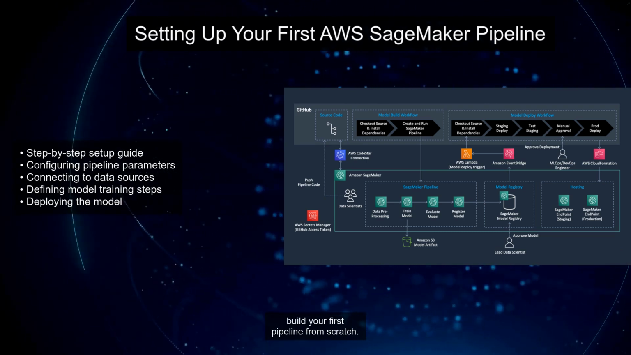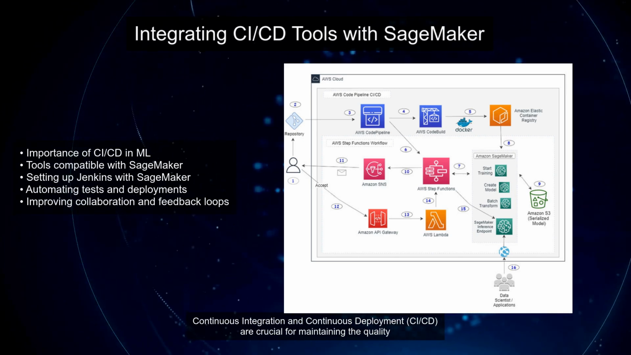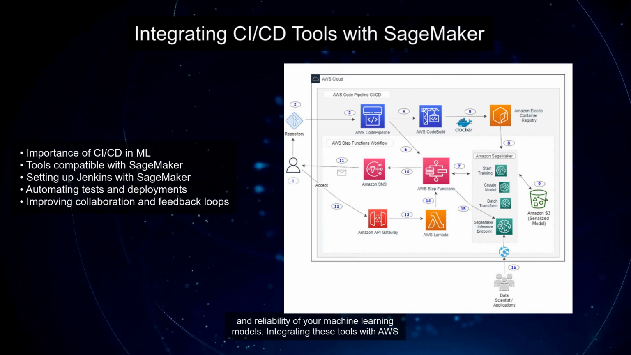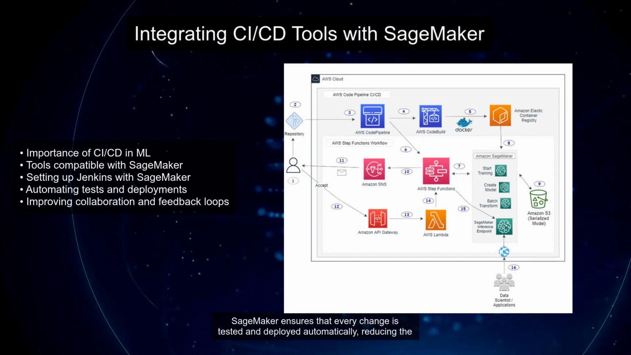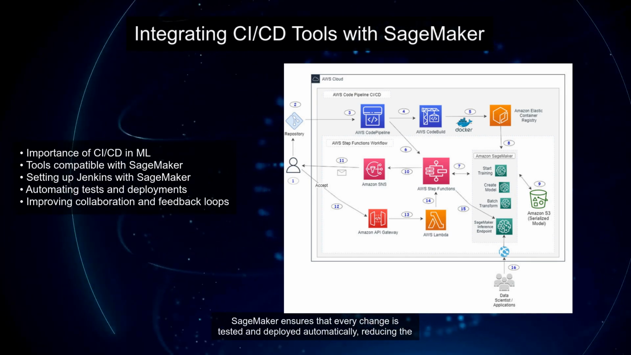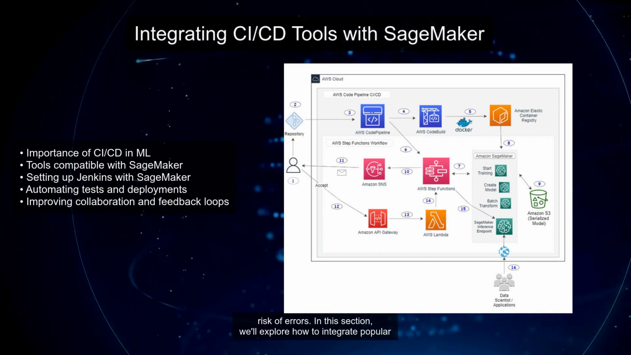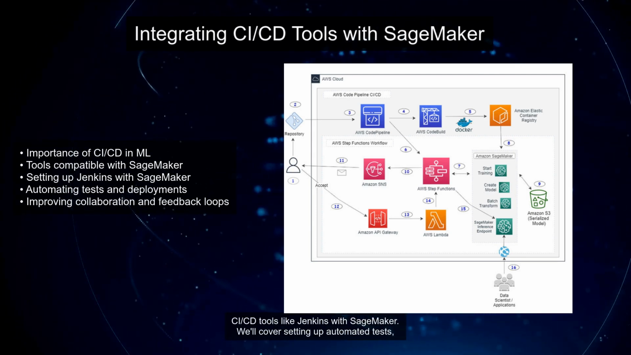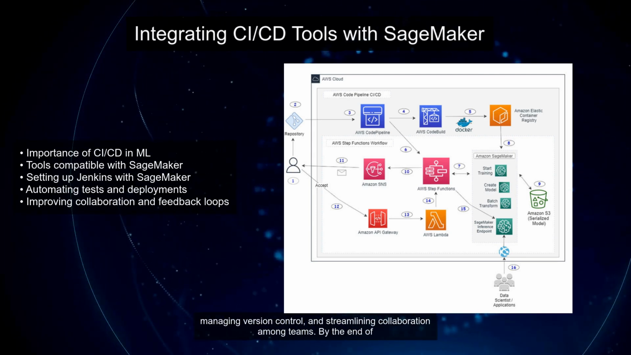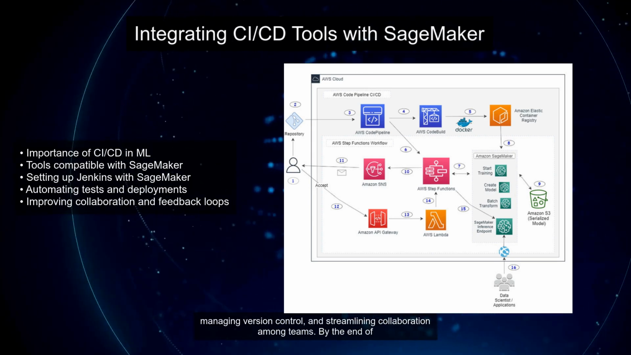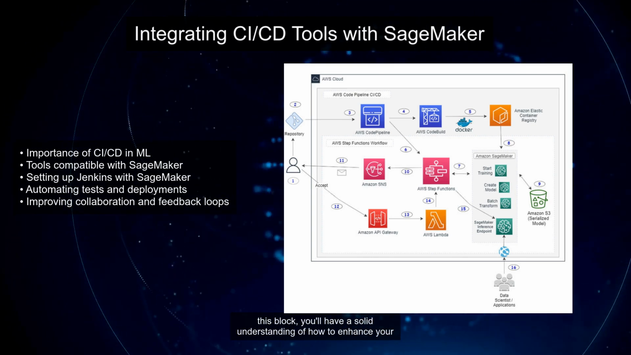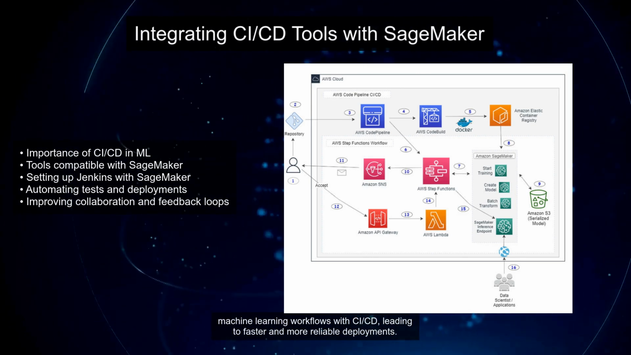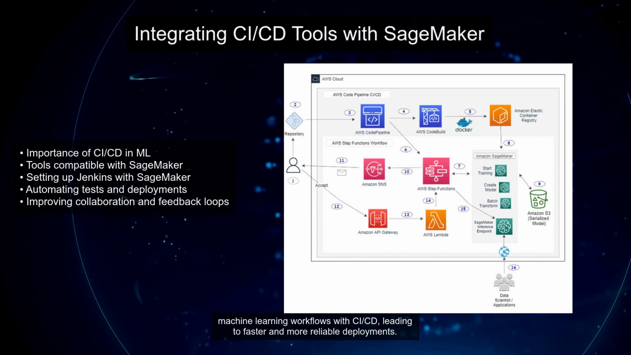In this block, we'll walk through each step in detail, providing you with the knowledge and confidence to build your first pipeline from scratch. Continuous integration and continuous deployment, CI/CD, are crucial for maintaining the quality and reliability of your machine learning models. Integrating these tools with AWS SageMaker ensures that every change is tested and deployed automatically, reducing the risk of errors. In this section, we'll explore how to integrate popular CI/CD tools like Jenkins with SageMaker. We'll cover setting up automated tests, managing version control, and streamlining collaboration among teams. By the end of this block, you'll have a solid understanding of how to enhance your machine learning workflows with CI/CD, leading to faster and more reliable deployments.